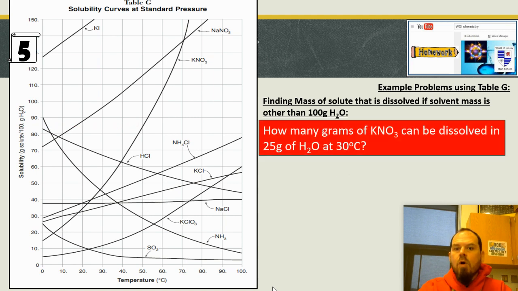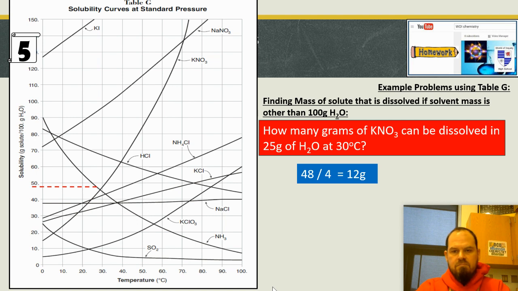25 grams is a quarter of the water. That is divide 100 by 4. So I'm going to find KNO3. I guess my 30 is going to be off. It's actually over a lot. Sorry about this, guys. It was a long video. I don't want to re-record it. I think you can find out that 30 is actually a slightly different number, it looks like to me. It should be more like 50 or 45 maybe, right? Divided by 4, 12 grams.